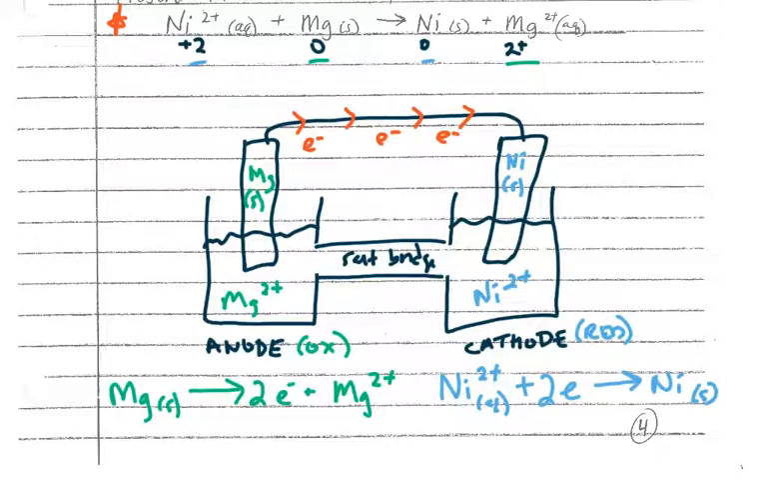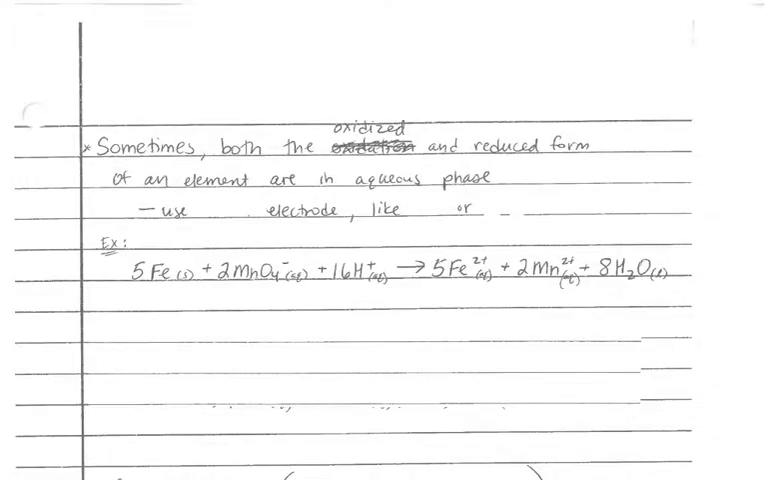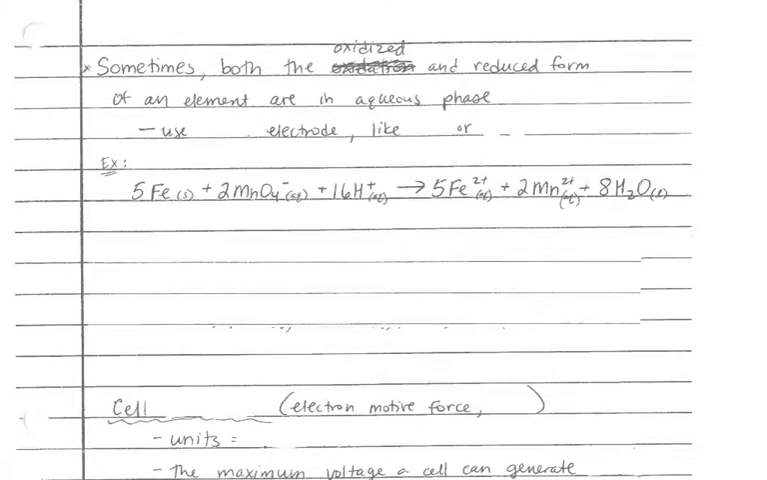So far we've talked about galvanic cells where there's a solid and an aqueous form of the things that are getting reduced and oxidized. But sometimes both the oxidized and reduced form of an element are in the aqueous phase. They're in the same phase.